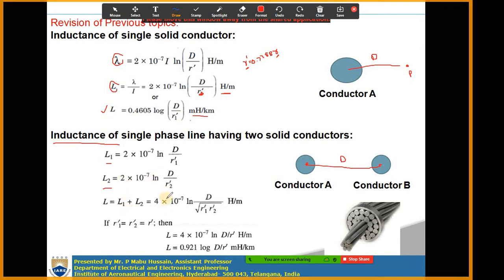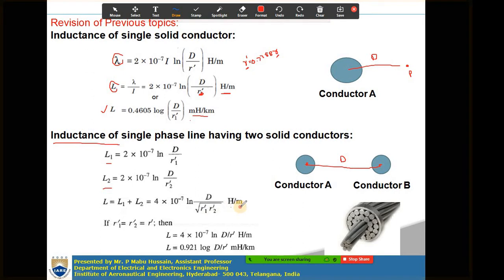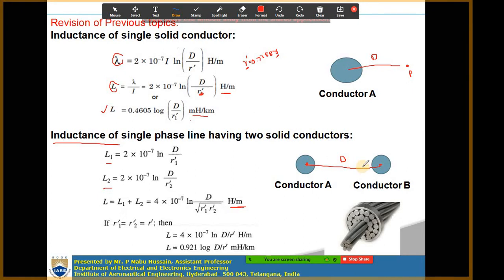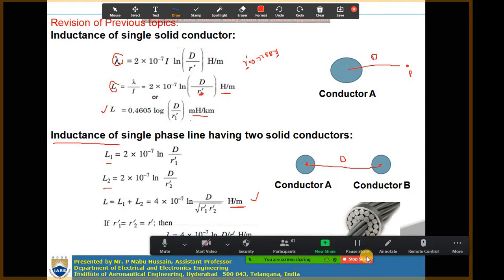So, now if you sum these two expressions, you will get 4 into 10 power minus 7 ln d by square root of r1 dash into r2 dash, which is in Henry per meter. Suppose the radii of the two conductors are the same, so r1 dash and r2 dash are both equal to r dash. Then this expression L can be written as 4 into 10 power minus 7 ln d by r dash Henry per meter, and in logarithm terms it is 0.921 ln d by r dash millihenries per kilometer.